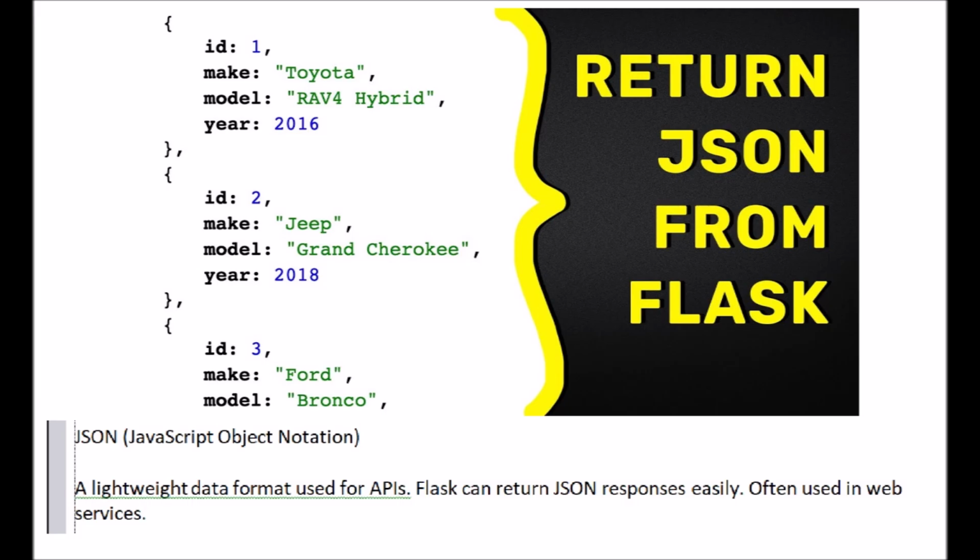JSON, JavaScript Object Notation. A lightweight data format used for APIs. Flask can return JSON responses easily. Often used in web services.